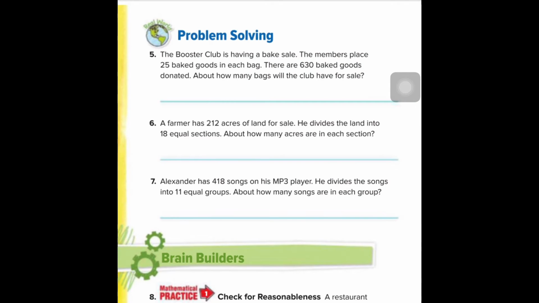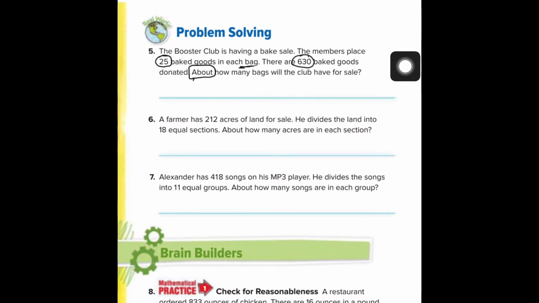Number 5, the Booster Club is having a bake sale. The members bake 25 baked goods in each bag. There are 630 baked goods donated. Ooh, I'd like to go to that. That sounds yummy. Yay, we can estimate how many bags will the club have for sale. So this one's going to be our divisor because our problem is going to look like this: 630 divided by 25. All right, so let's estimate that.